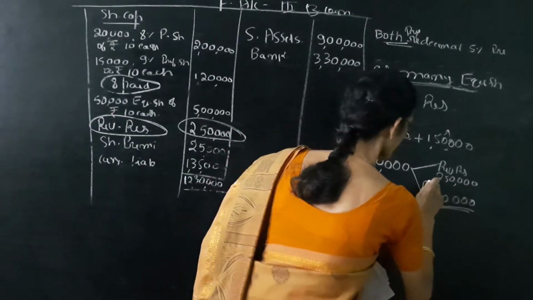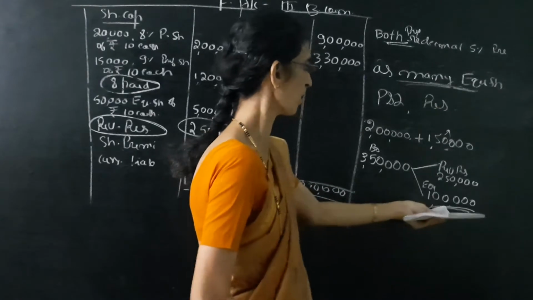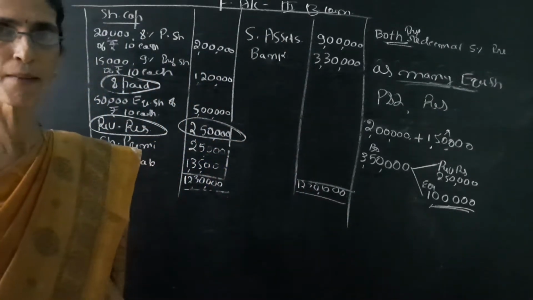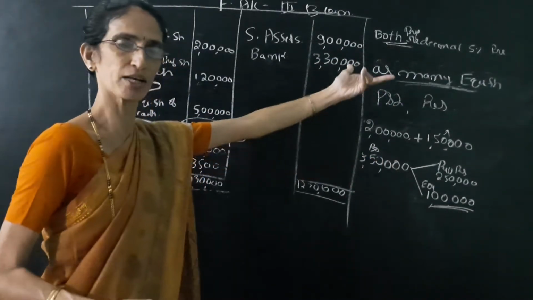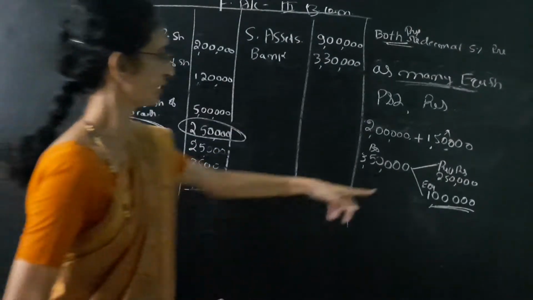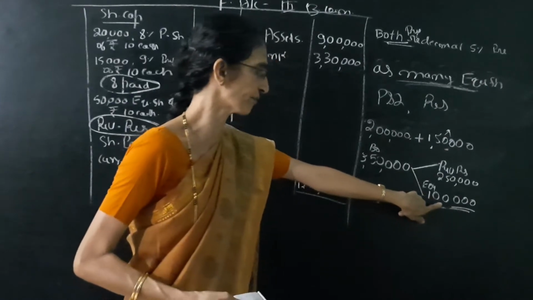Remaining should be as necessary. It is given that equity shares worth 1,00,000 rupees we have to issue as a fresh issue to the public. Then this is regarding the analysis. Already we passed 2 entries. Next entry is for the fresh issue of equity shares. So we are issuing 1,00,000 equity shares.